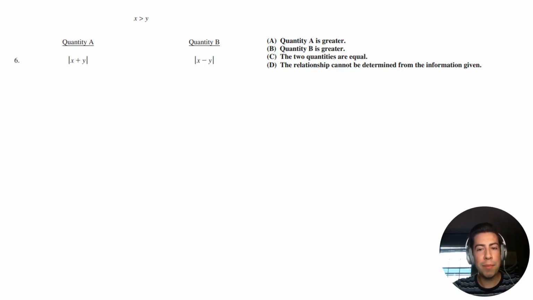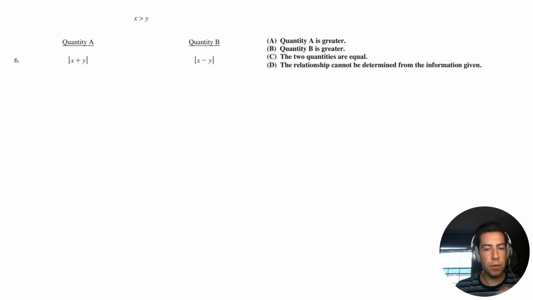So this problem, I'm going to take a little bit longer explaining because I think it's a great opportunity to really think through the mathematics and do a little bit of critical thinking. All right, so all we have here is just this relationship. X is greater than y. We have our normal answer choices, and we have quantity A, which is the absolute value of x plus y, and quantity B, which is the absolute value of x minus y.